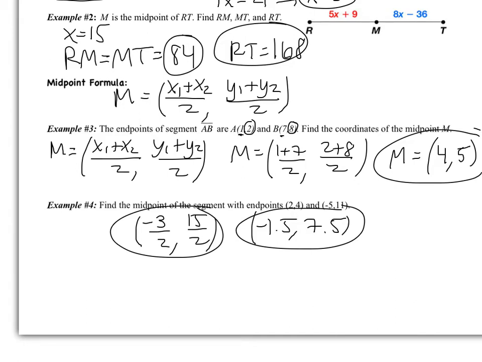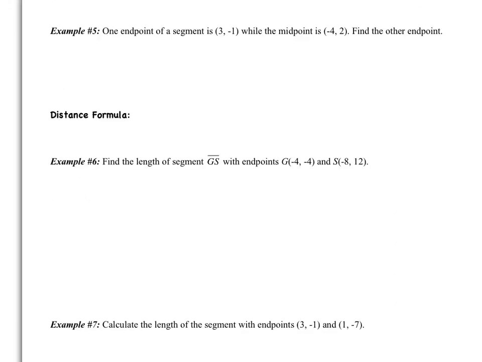Okay, so at this point, we have finished the first objective. We've calculated a midpoint. Now we're going to be calculating an endpoint given one of the midpoints. So that's example 5 on page 12. So if you could flip. Okay, so here we go. Example 5. It says one endpoint of a segment.